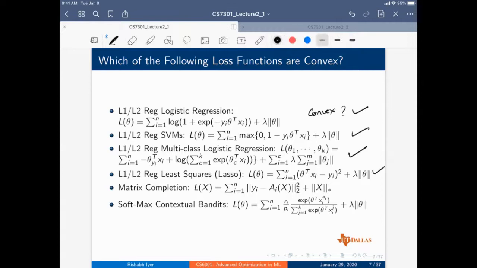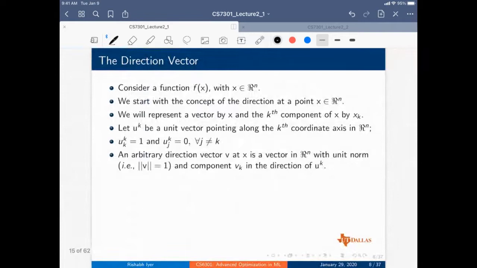The main intuition here is to come back to the scalar valued functions and build an intuition for whether these same functions turn out to be convex in the multi-valued scenario. All of these are machine learning loss functions. Okay, so now we'll talk a little bit more.